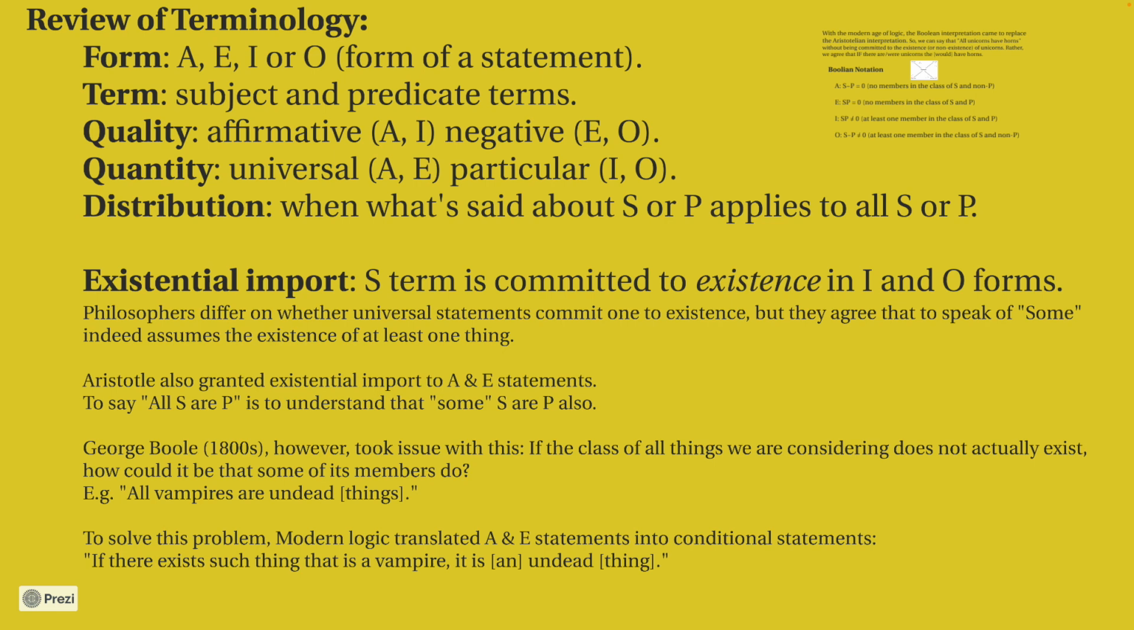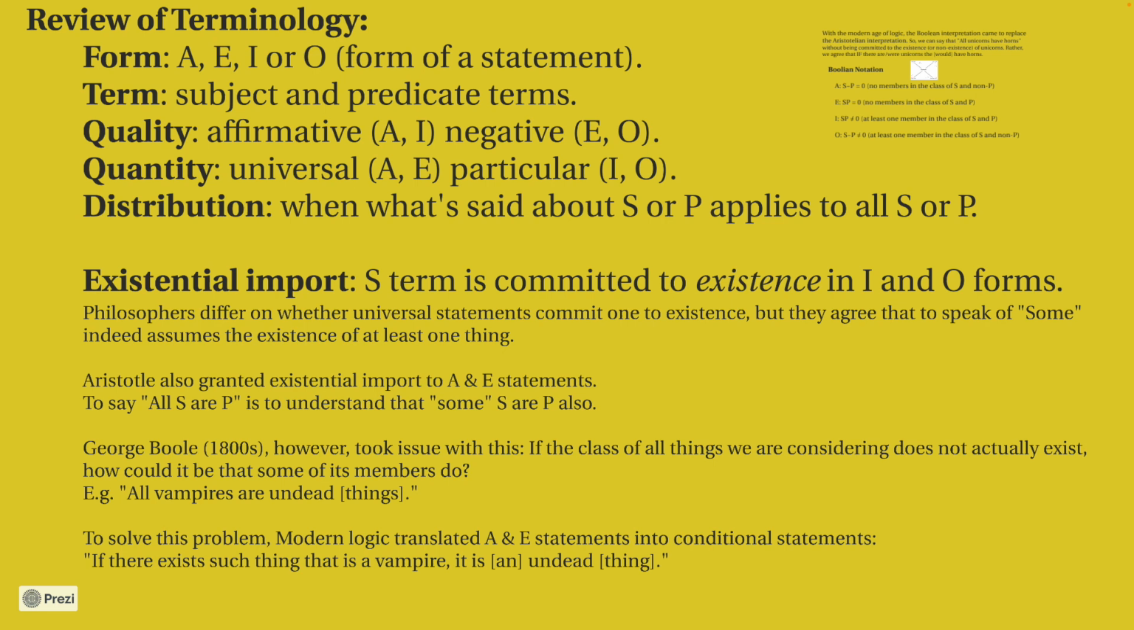And we can safely say that an S term is committed to existence in the I and the O form of our categorical propositions. Now, philosophers differ on whether universal statements commit one to existence. Namely, Aristotle, of the traditional approach to categorical logic, and George Boole, of the algebraic turn in the 1800s, have different perspectives when it comes to whether or not a universal statement commits you to the existence of the thing about which you speak. Yet they are both in agreement that to speak of some indeed assumes the existence of at least one thing.